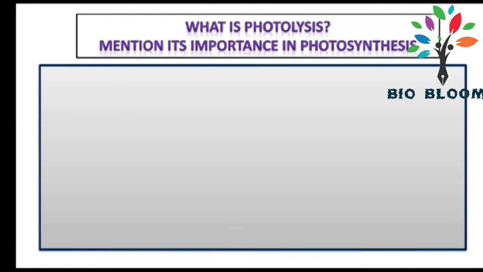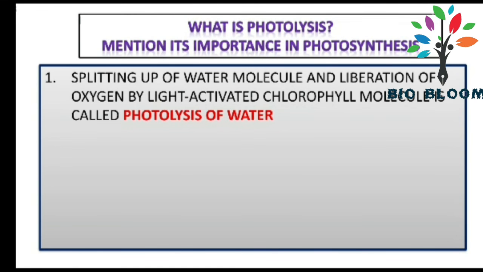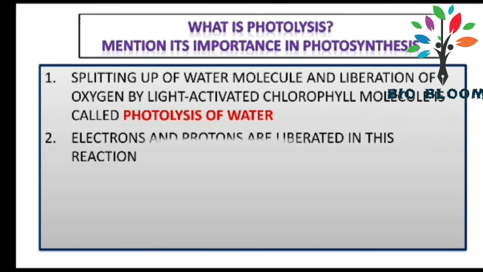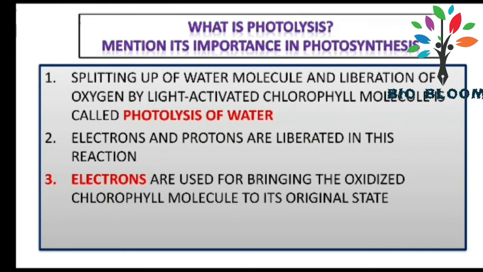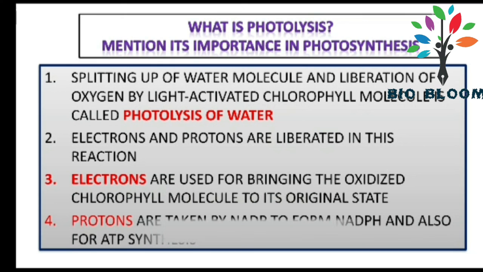What is photolysis? What we discussed in the previous slides is given in question and answer form. Also, mention its importance in photosynthesis. Splitting of the water molecule and liberation of oxygen by light-activated chlorophyll molecule is called photolysis of water. Its importance: electrons and protons are liberated in this reaction, and electrons are used for bringing the oxidized chlorophyll molecule to its original state, whereas protons are taken by NADP to form NADPH and also for ATP synthesis.